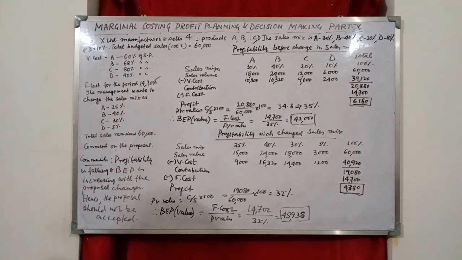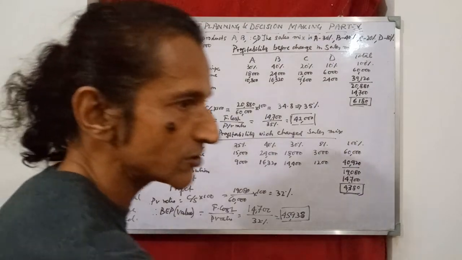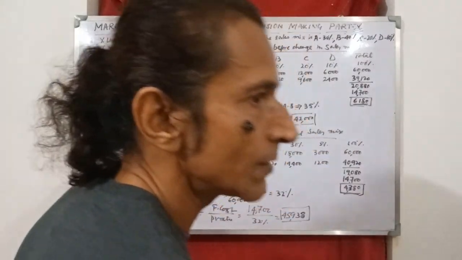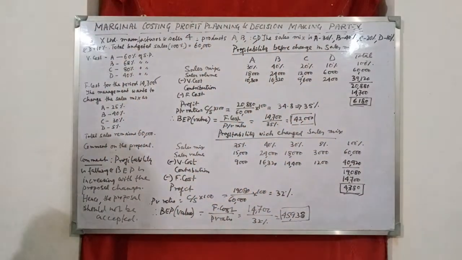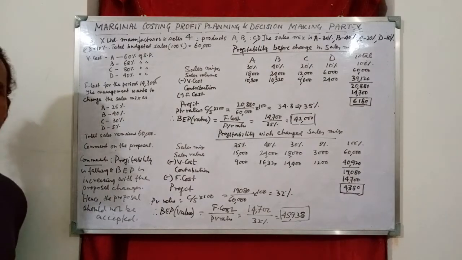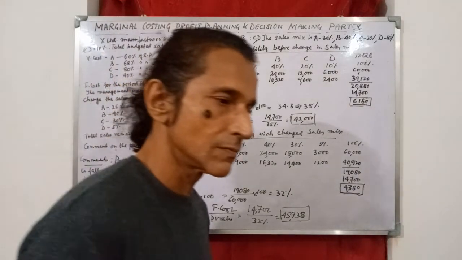So I have solved this one inclusive problem on marginal costing, profit planning and decision making. I hope it is well understood by you.